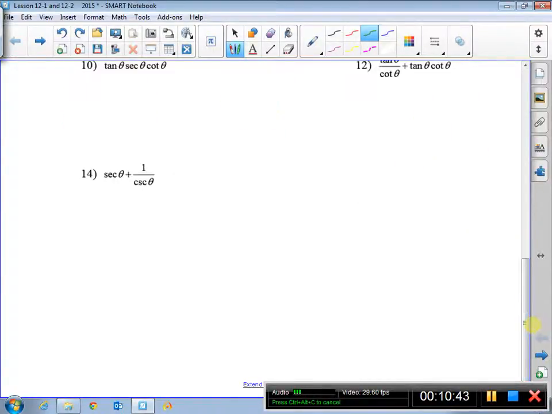Number 10. Tangent, I can replace. Matter of fact, looking ahead, I can replace each one of these in terms of sine and cosine. So let's do that. We've done these before in Chapter 9 and Chapter 10. You may remember them. So we're really just reviewing a bit here. Secant is 1 over cosine. And cotangent, the best way to express it here is using the cosine and sine quotient identity.